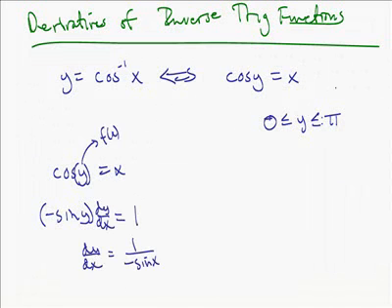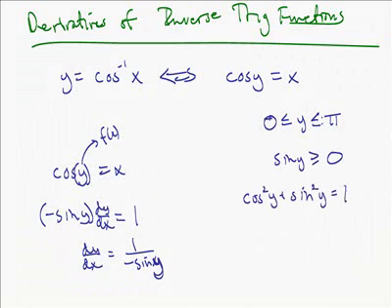On this section where y is between 0 and pi, sine of y is always greater than or equal to 0. And so, as you remember from your trig days, using the identity that cosine squared y plus sine squared y is equal to 1, we can solve this for sine of y. Since it's positive on this range from 0 to pi, it's the positive square root of 1 minus cosine squared y.